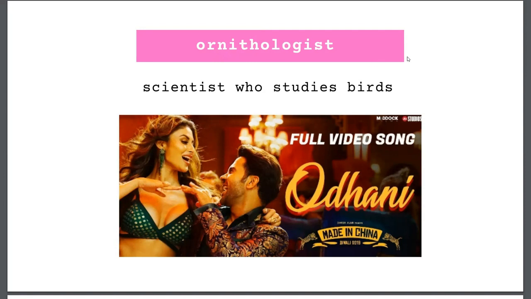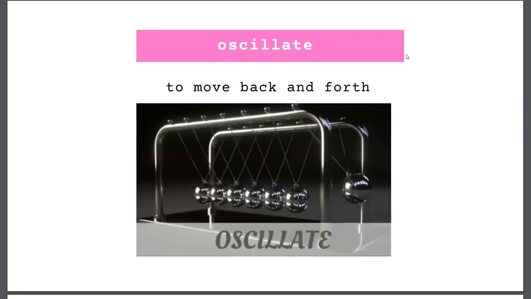Moving to the next word. Next word is oscillate, which means to move back and forth. So you must have studied in school that this is called oscillate, wherein this ball will hit this ball and then suddenly this ball will go away and then again come back. So this process is called oscillate. And because this was taught in school and it is a science subject, it is very easy to remember. Otherwise, if you want to break it to remember, you can do that too.